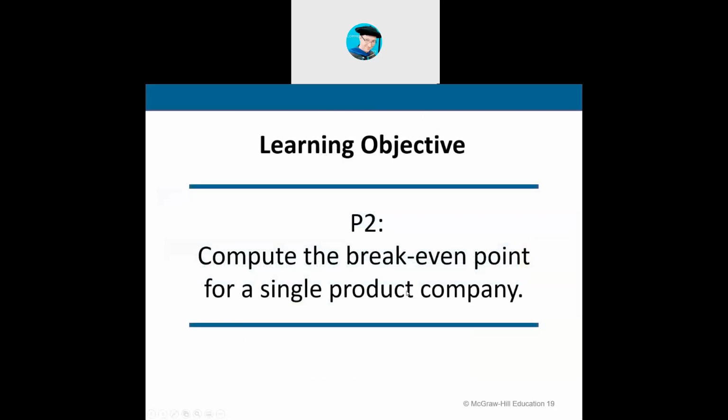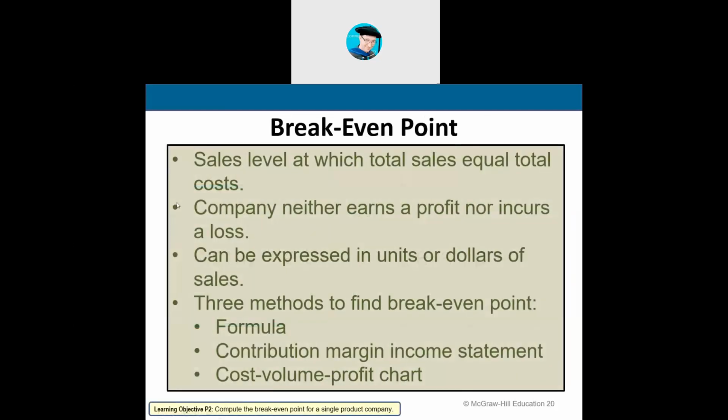Now, here we go. The meat and potatoes of this discussion, the break-even point. The break-even point tells me how many units I need to sell in order to break even. It's where our total sales equal our total cost. Total sales meaning number of units sold times the sales price to equal our total cost. Total cost meaning fixed plus variable cost.